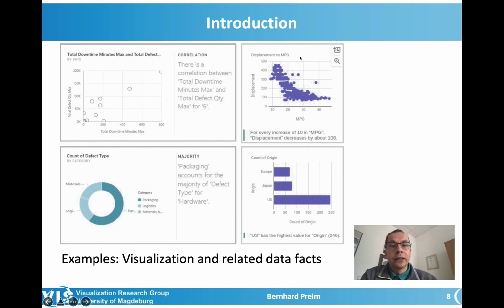And this one here probably belongs to another data set. I think that's the car data set, where the displacement and miles per gallon, that's the consumption or the inverse consumption, is commented. And again, a kind of correlation-based fact is computed. For every increase of 10 in miles per gallon, displacement decreases by about 108. By about. So this expression, I think, is quite appropriate to indicate that there is a correlation that is not very strong.